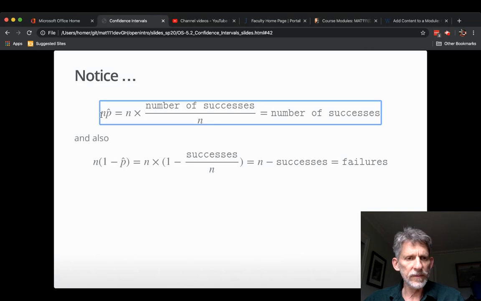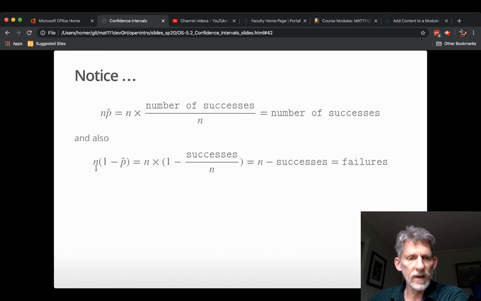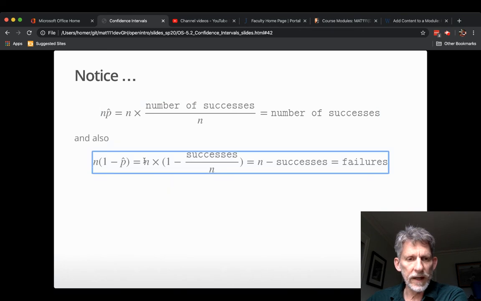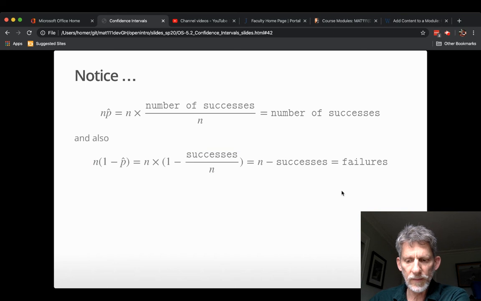Now think about n times p-hat. That's n times the number of successes divided by n, the number of people who said yes in your sample. The n's cancel out, and so it's the number of people who said yes to your yes-no question when you took your sample. N times 1 minus p-hat is the same math: if you multiply the n through and use the distributive property, you get n minus the number of successes, and that's the number of failures, the number of people who said no to your yes-no question in your sample.